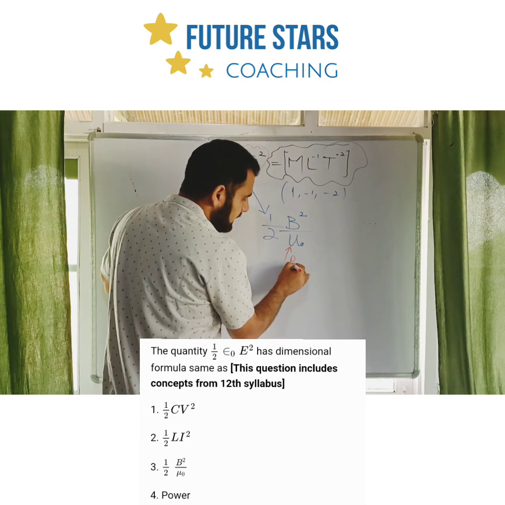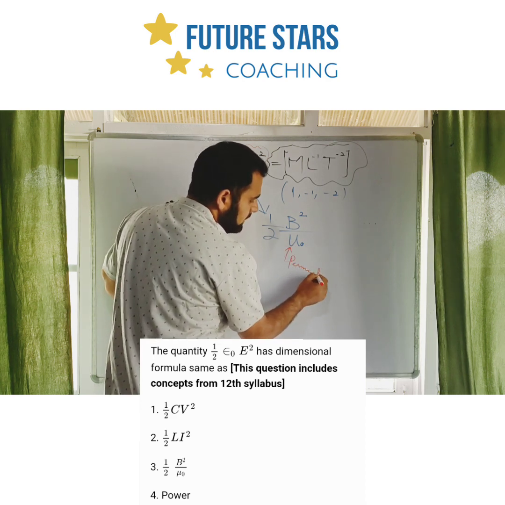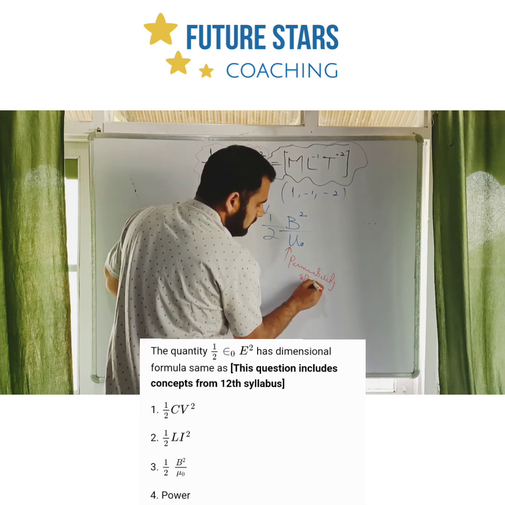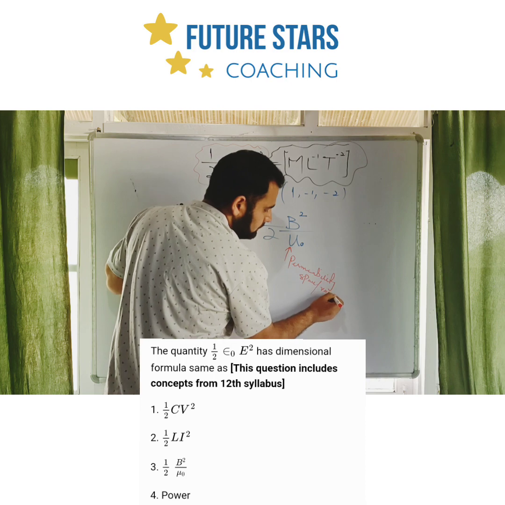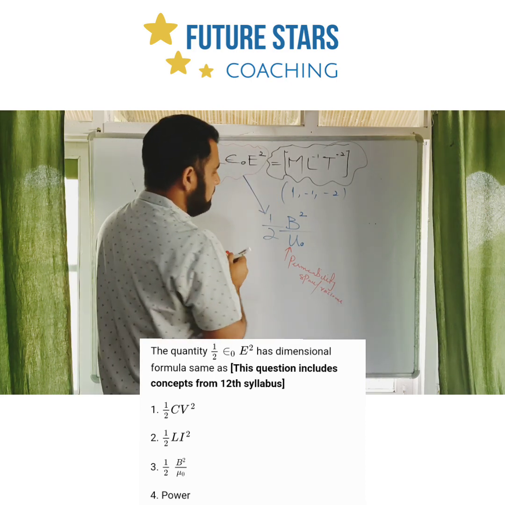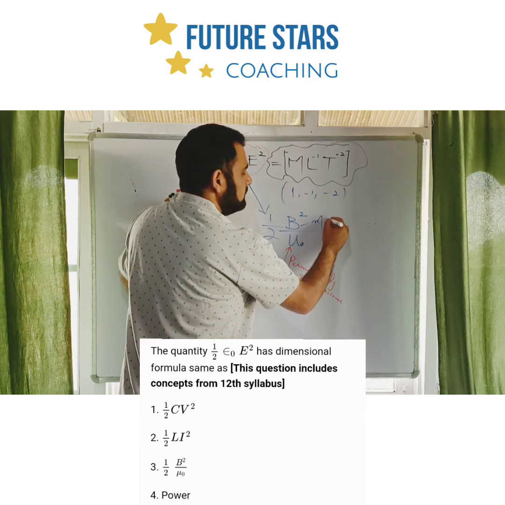So it is the permeability of space or vacuum. Okay, so this B here represents the magnetic field.